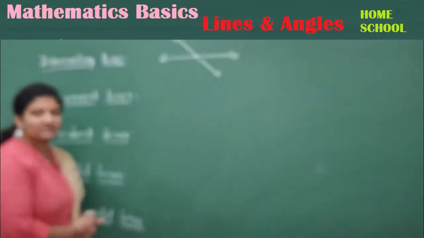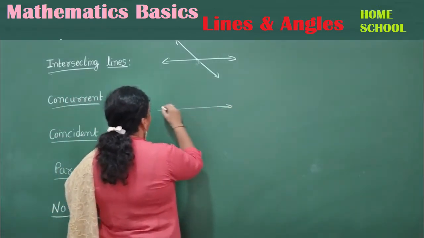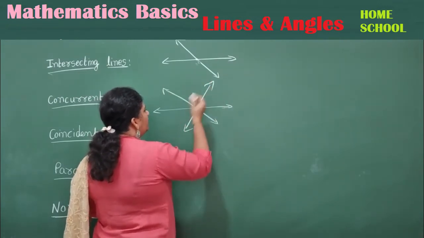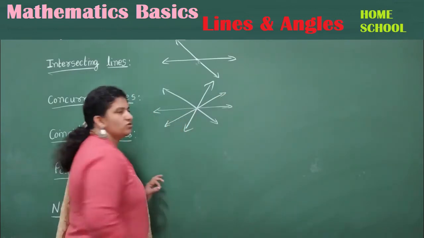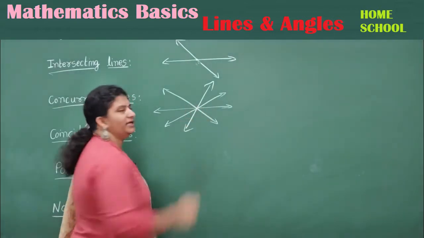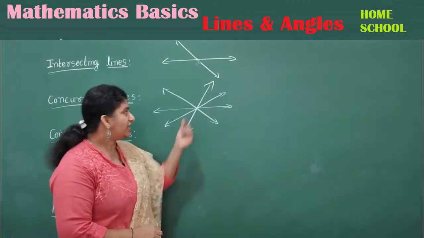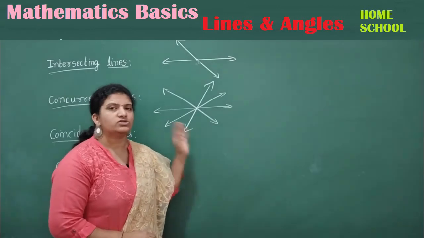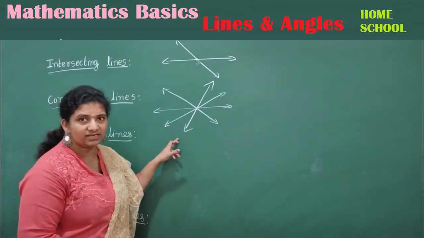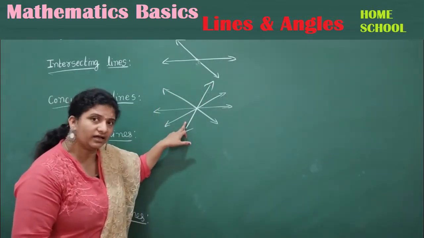So now let's see the next lines. What is that? Concurrent lines. See here, concurrent lines. I am going to take more than two lines. 1, 2, 3, 4. Like this, what happens? So many lines are passing through the same point. So many lines are intersecting at one point. There is a common point for many lines. So those type of lines we call concurrent lines. This is intersecting lines, and this is concurrent lines.